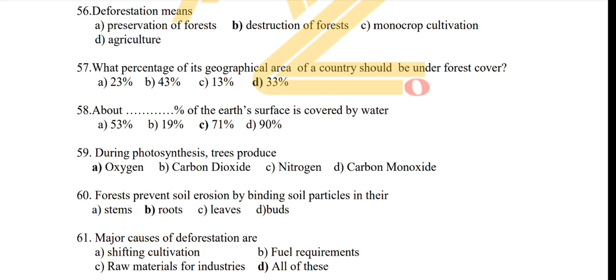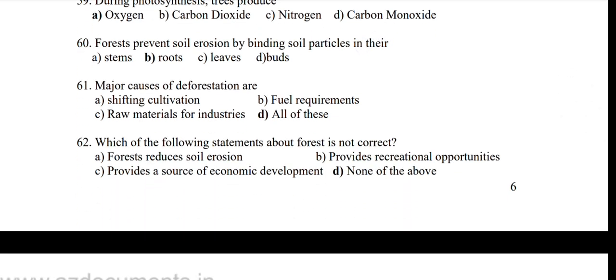Forests prevent soil erosion by binding soil particles in their roots only. So, 61st question. Major causes of deforestation are all the above: shifting cultivation, raw material for industries, fuel requirements. So all the above. 62nd question.